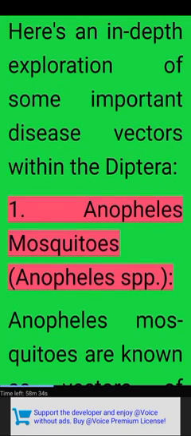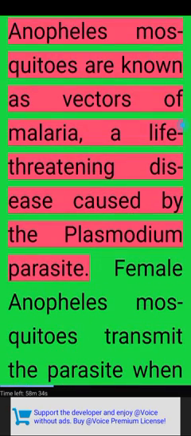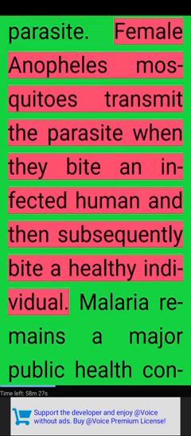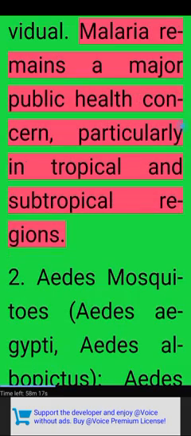1. Anopheles mosquitoes, Anopheles spp. Anopheles mosquitoes are known as vectors of malaria, a life-threatening disease caused by the Plasmodium parasite. Female Anopheles mosquitoes transmit the parasite when they bite an infected human and then subsequently bite a healthy individual. Malaria remains a major public health concern, particularly in tropical and subtropical regions.